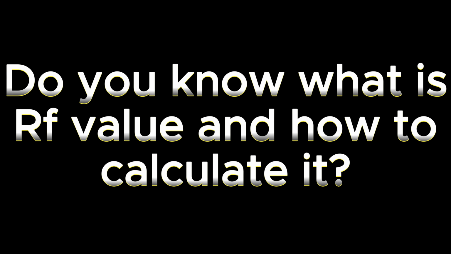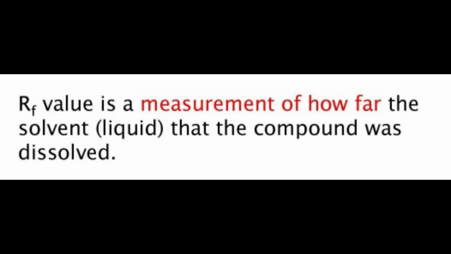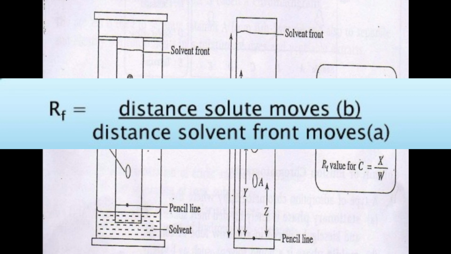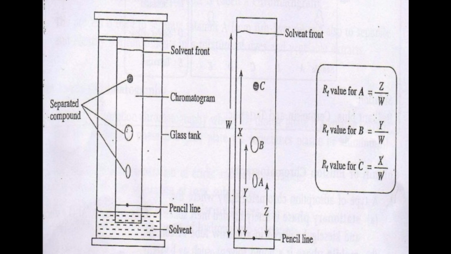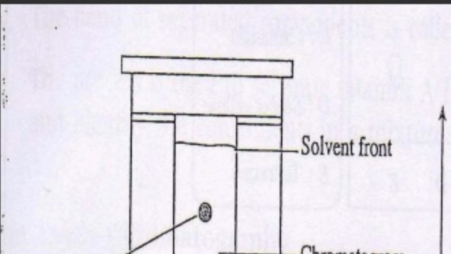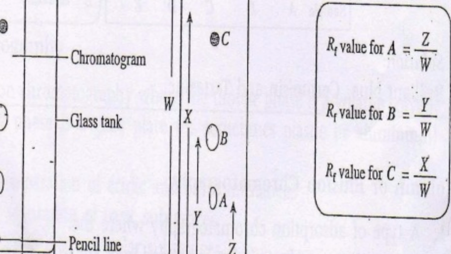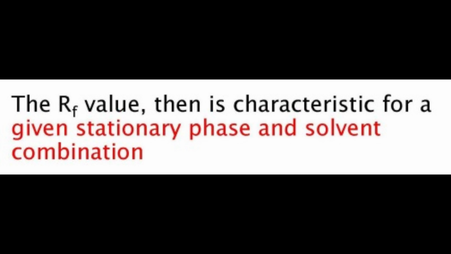Do you know what the Rf value is and how to calculate it? The Rf value is a measurement of how far the compound moves relative to the solvent in which it was dissolved. The Rf formula is the distance the solute moved divided by the distance the solvent front moved. The solvent front will be a line across the plate. The distance the solute moved is measured at the center of the solute spot or at its maximum density. The Rf value is characteristic for a given stationary phase and solvent combination.